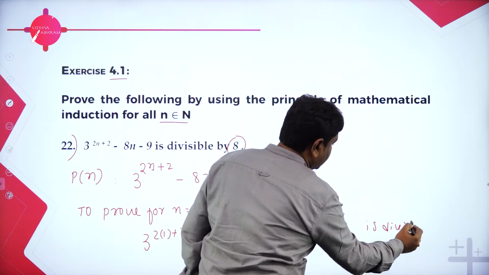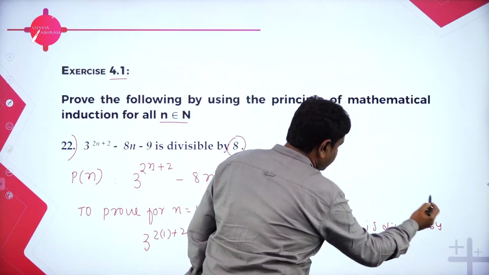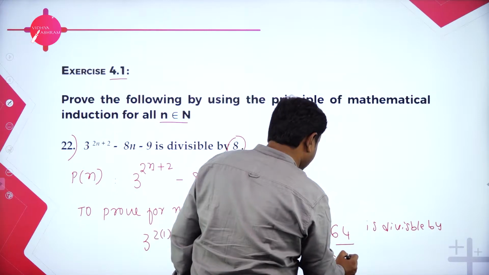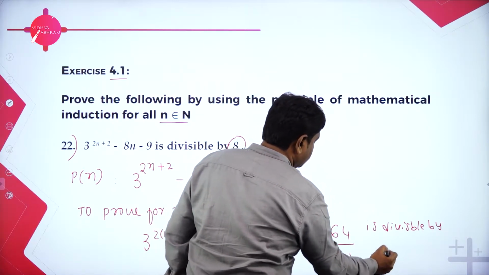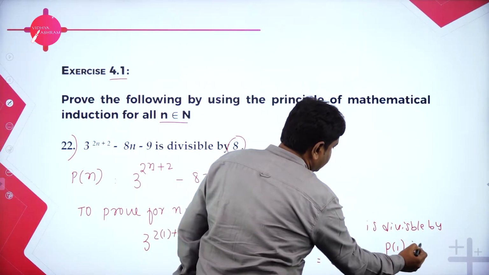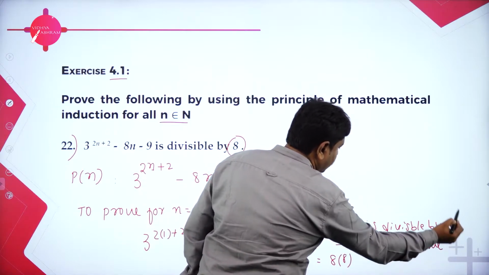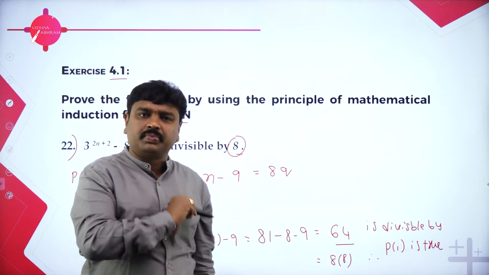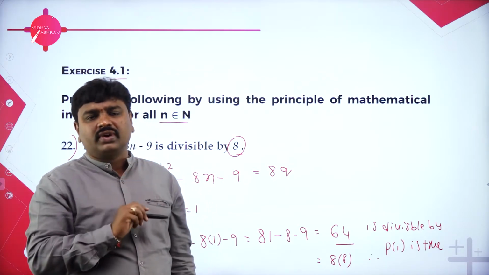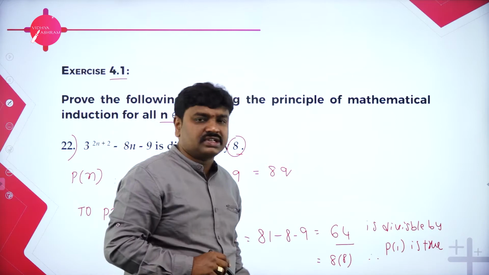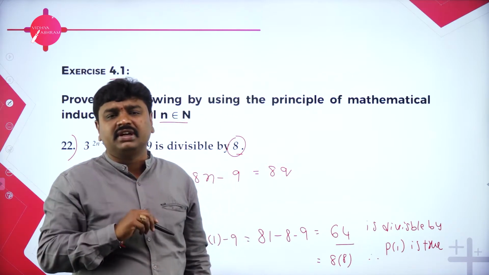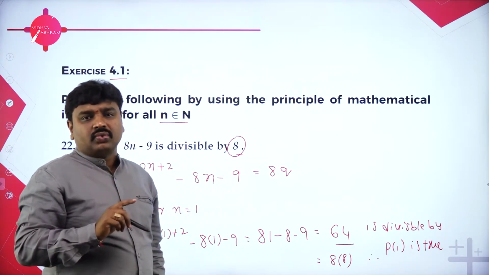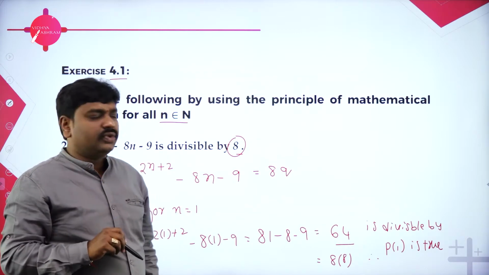Means I can write it as an 8 multiple. It is divisible by 8, I can write 8 8s are. Do you agree? So therefore P of 1 is true. Means the statement is true for n equals 1. So the first step is done. We proved, when I substitute n is equal to 1, I get a number. The number I got is 64. 64 is divisible by 8. Therefore, P of 1 is true, or the statement is true for n value equal to 1.